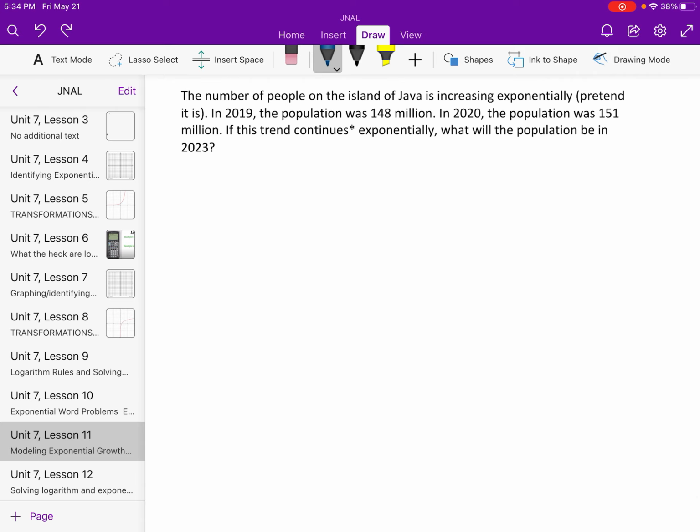Okay, this is about the island of Java. The number of people on the island of Java is increasing exponentially. Pretend it is, because it's not necessarily increasing exponentially, but this is just for a problem. In 2019, the population was 148 million. 2020, the population was 150 million. Honestly, since this is only in a year span, it's not the best thing, but this is just what the problem's like. If the trend continues, so since that says continues, that's why we'll use this formula. Exponentially, what will the population be in 2023?